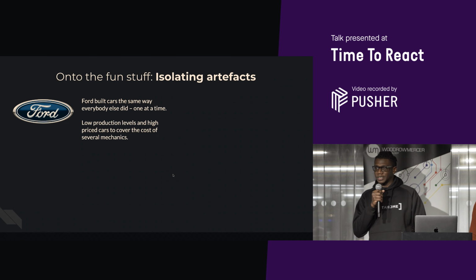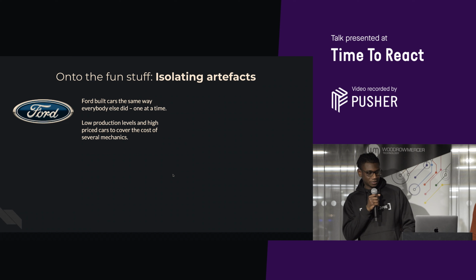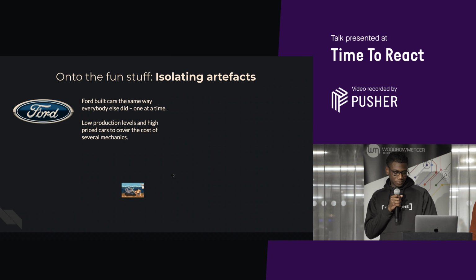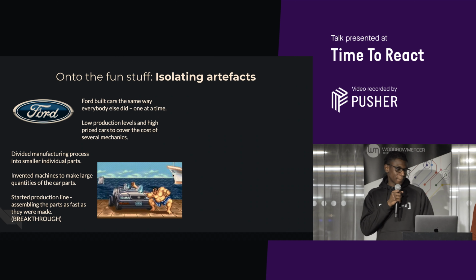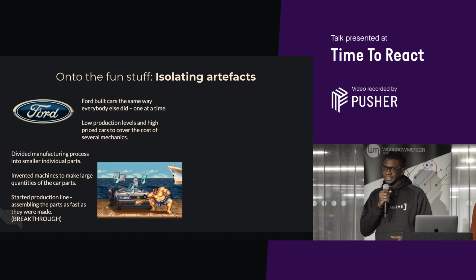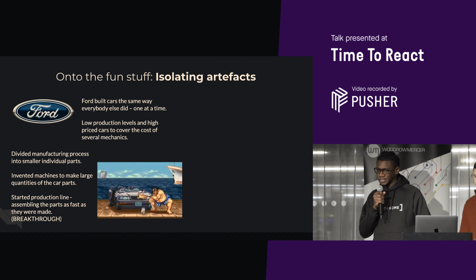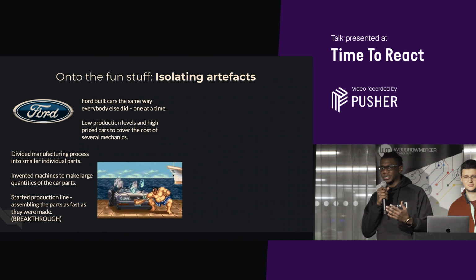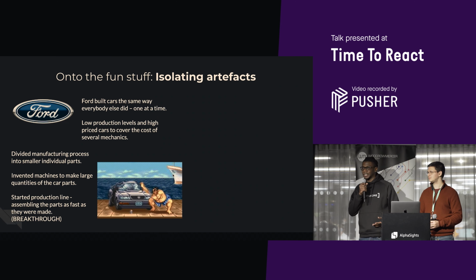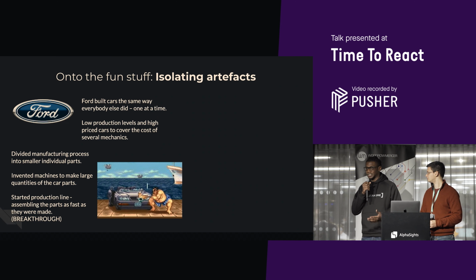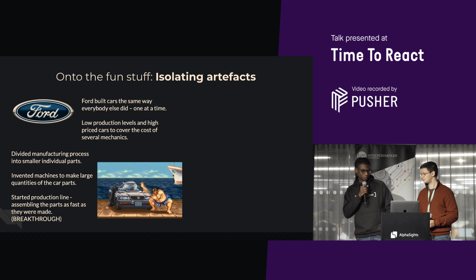And this was a problem because they weren't able to produce enough cars fast enough. And even when the cars were ready, they were at a very high price to cover the cost of the mechanics. So then what did they do? Well, they smashed the car into smithereens. Well, not exactly, but they divided the manufacturing process into smaller individual parts. And in doing so, by mass producing these different parts, they were able to create an assembly line where they could then create the cars just as fast as they were producing the parts.